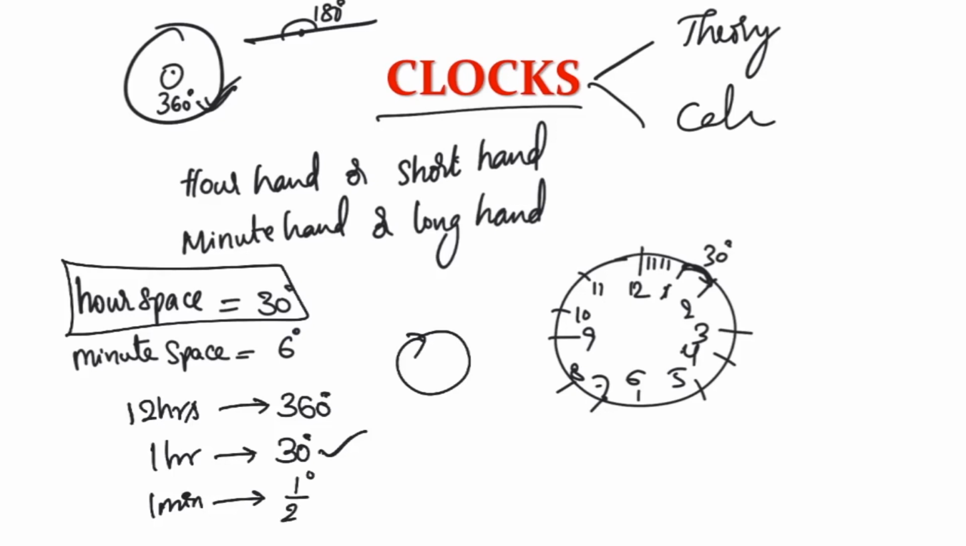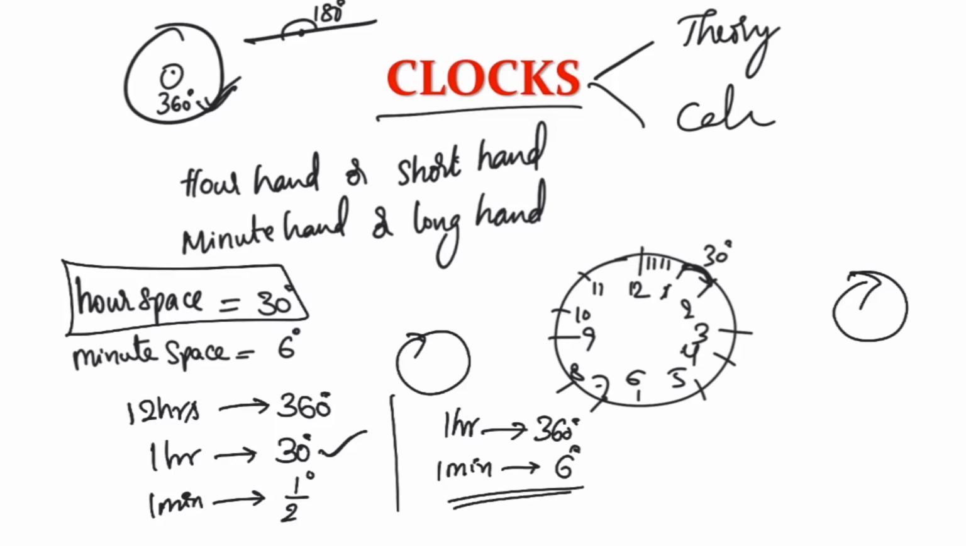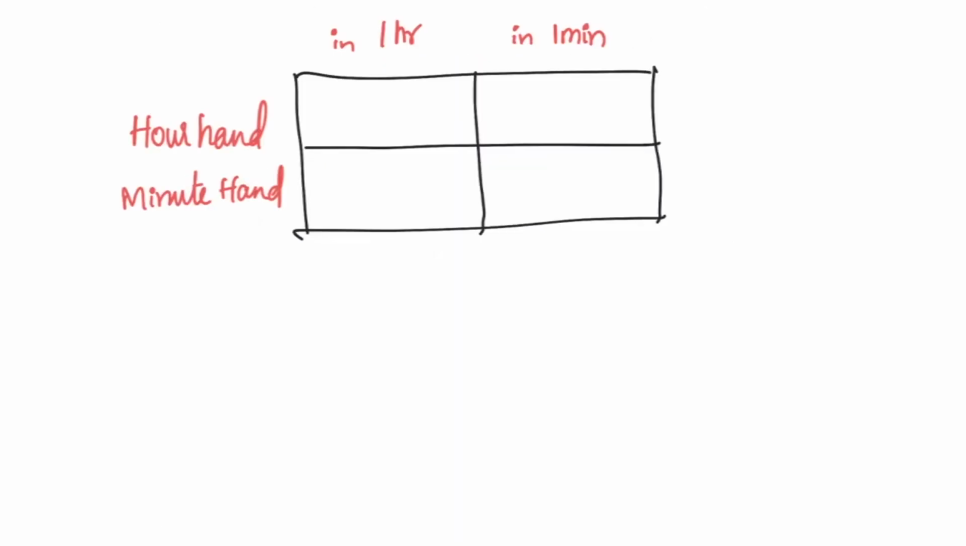And coming to minute hand, it takes 1 hour to complete one rotation. In 1 hour, a minute hand completes one rotation, that is equal to 360 degrees. Means in each minute it can complete 6 degrees. Minute hand can cover 6 degrees in 1 minute. That is what we call a minute space. Now combining them, hour hand completes 30 degrees in 1 hour and half degree in 1 minute.